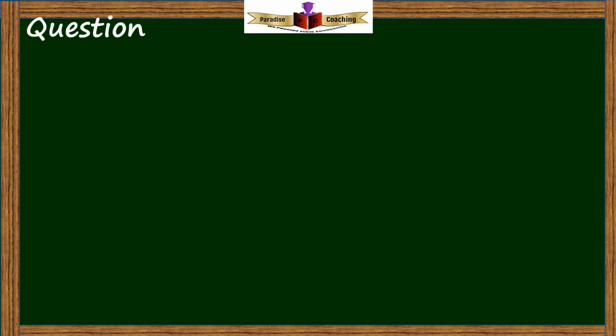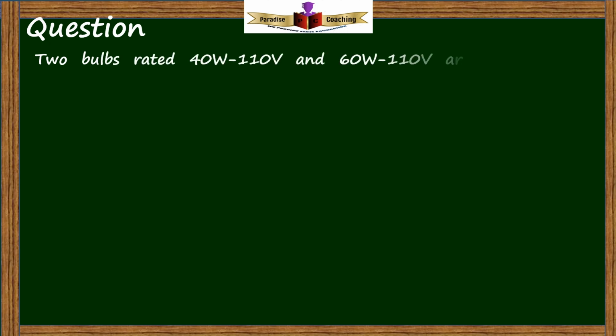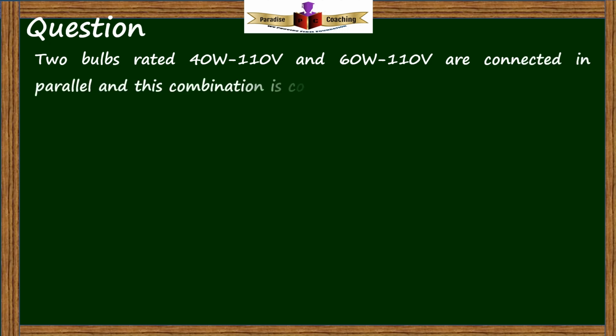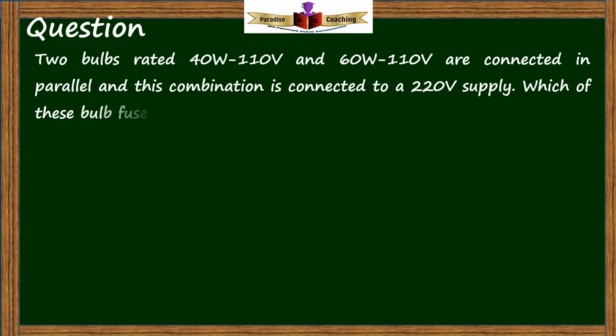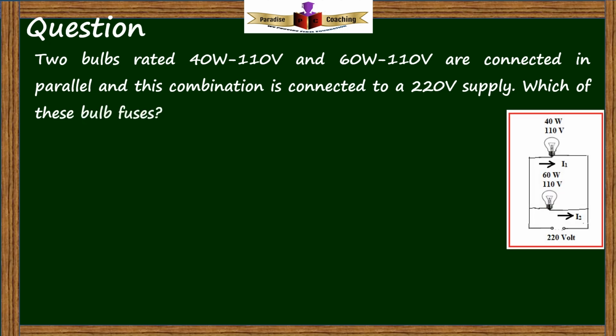Here is the question. Two bulbs rated 40 watts, 110 volt, and 60 watts, 110 volt, are connected in parallel, and this combination is connected to a 220 volt supply. Which of these bulbs fuses? Here is a typical circuit for your reference.